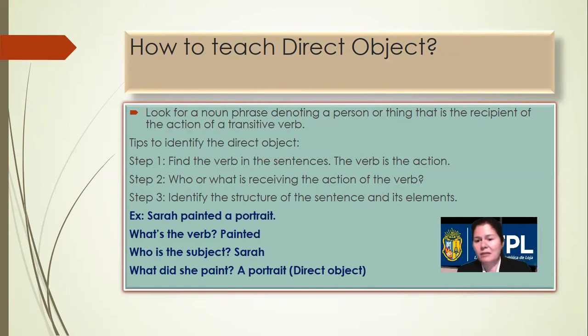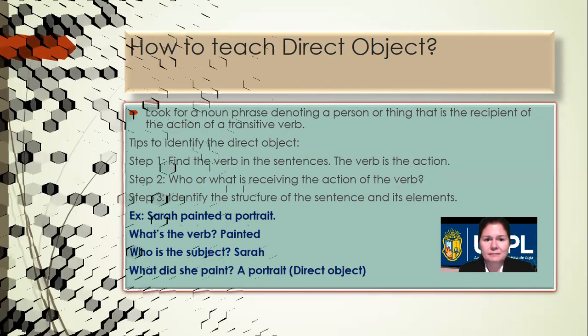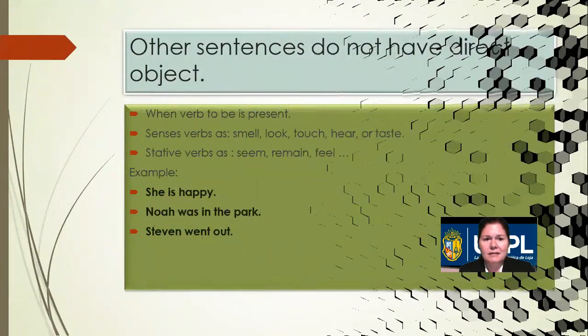Okay, so here we've got an example. Sarah painted a portrait. Answer those questions. What's the verb? Painted. Who is the subject? Sarah. What did she paint? A portrait. This is the direct object. Okay, let's have a look at this.